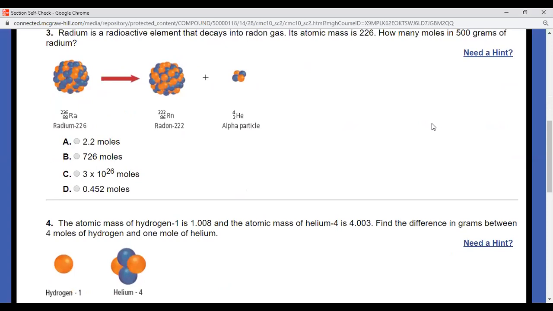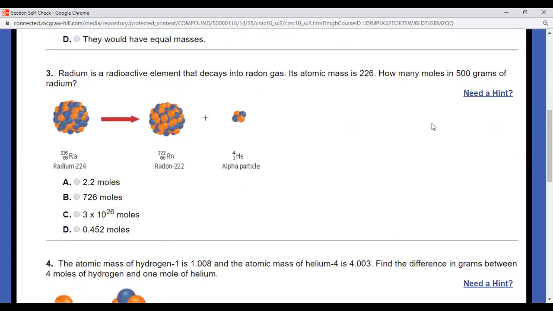Abdullah, question number 3. Radium is a radioactive element that decays into radon gas. Its atomic mass is 226. How many moles are in 500 grams of radium? C. 3 multiplied by 10 to the power 26 moles. Okay.